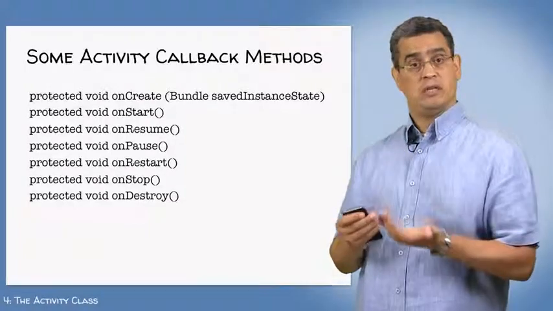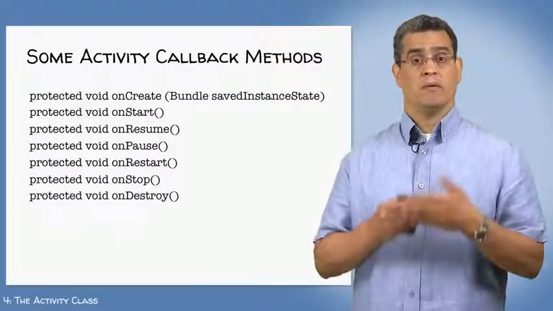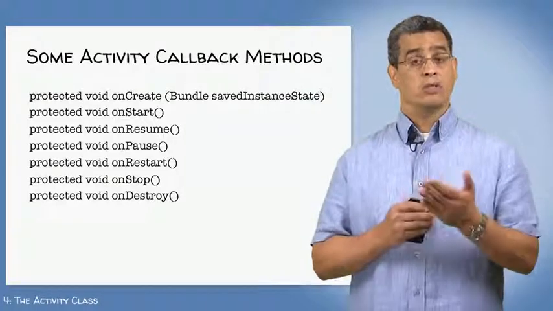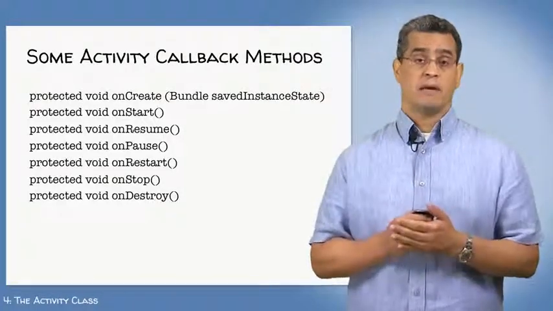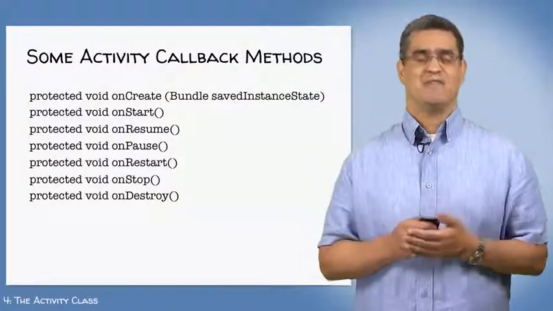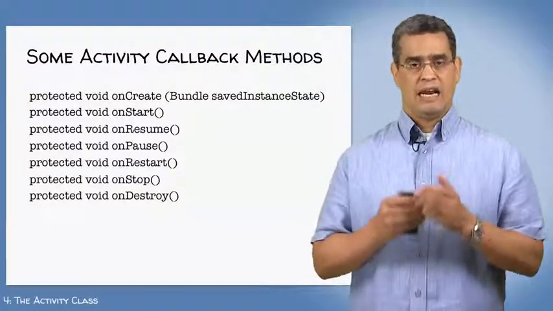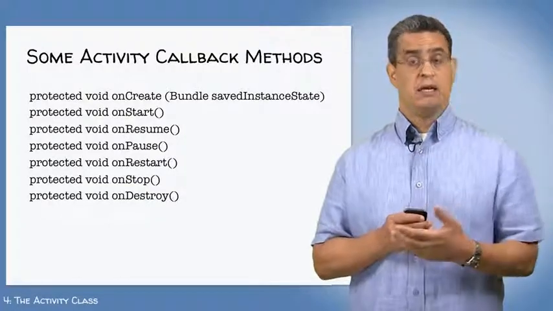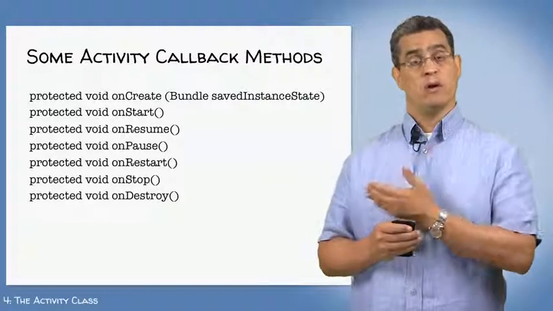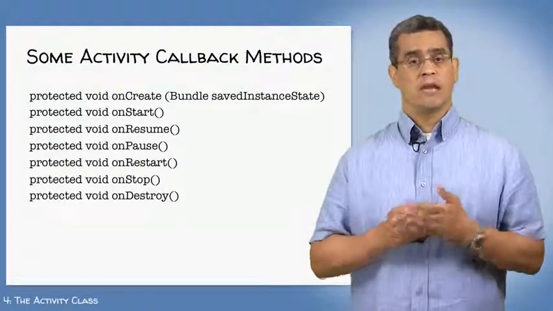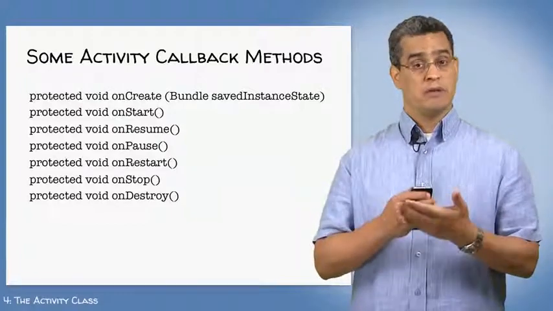Each is named, as you can see, on something or other. onCreate, when the activity is about to be created. onStart, for when the activity is about to become visible. All the way to onDestroy, when the activity is about to be destroyed. And if you want to take some specific action when your activity changes state, then you need to override one or more of these methods in your activity. So let's take a look at how these different methods interrelate with each other.